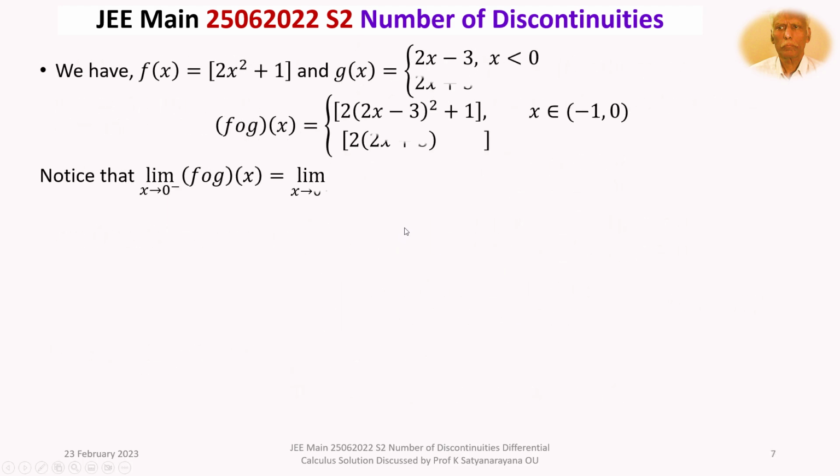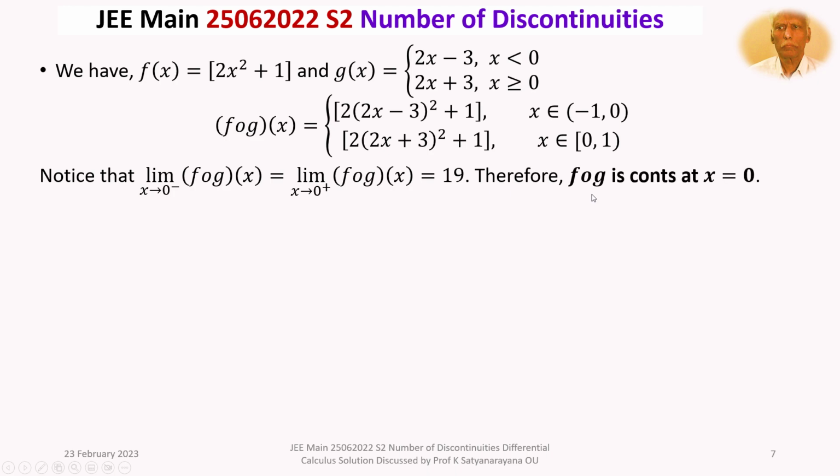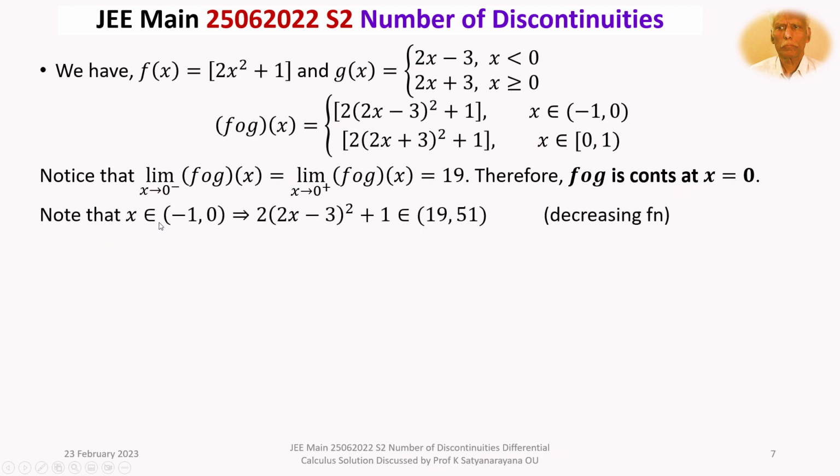So that's what we have seen, and we have seen f composed g is continuous at x equal to 0. Now note that x belongs to the open interval -1 to 0. So you substitute x = -1 in this: 2 times (2(-1) - 3) squared, that is (-5) squared, so 2 into 25 plus 1, that's 50 plus 1, 51.